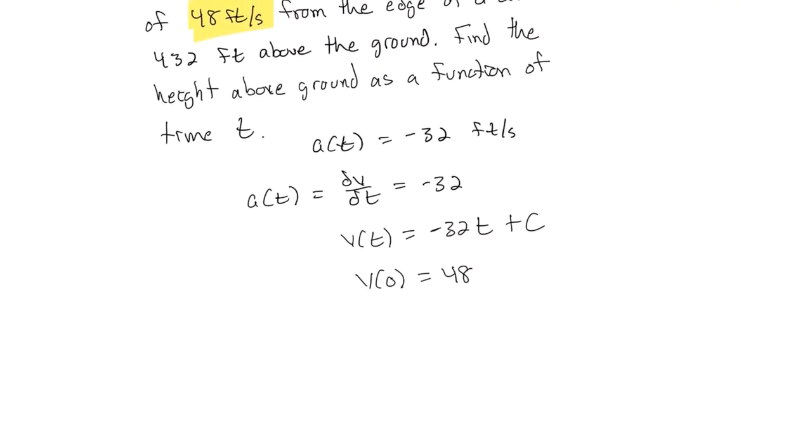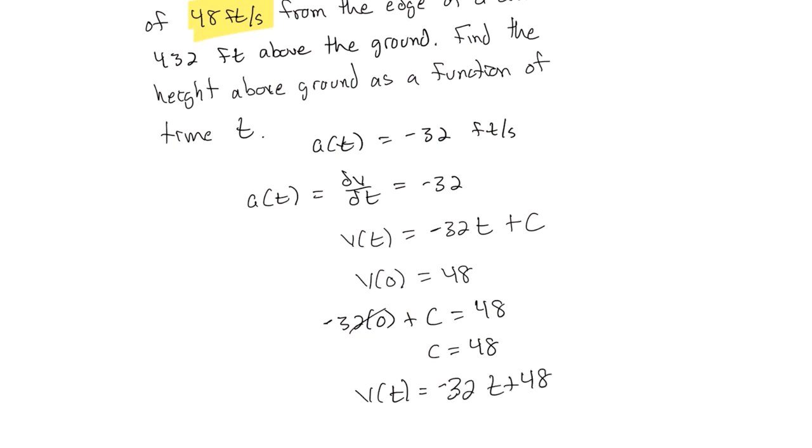So I know the velocity at 0 is going to be negative 32 times 0 plus some constant, and that is supposed to equal 48. So that is going to allow me to solve for c. 32 times 0 is 0, so c is 48. So we know then that our velocity is negative 32t plus 48. Now that we have velocity, we want to go to position.